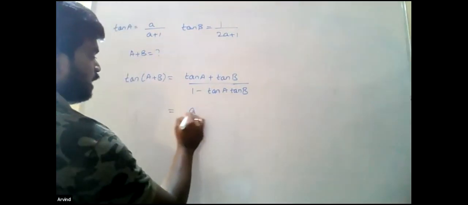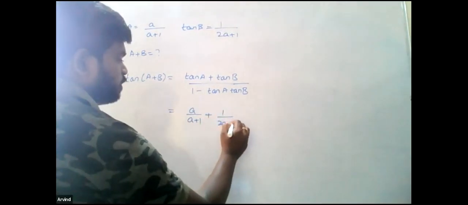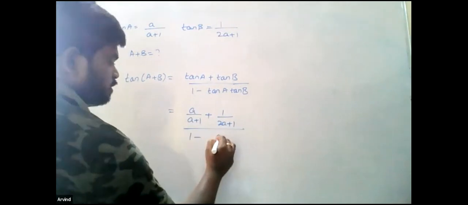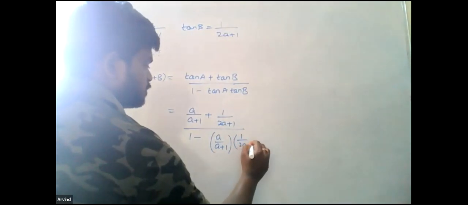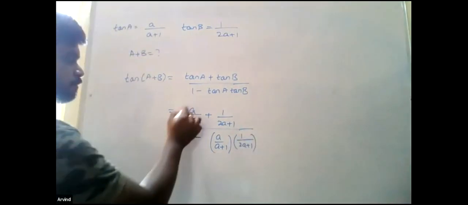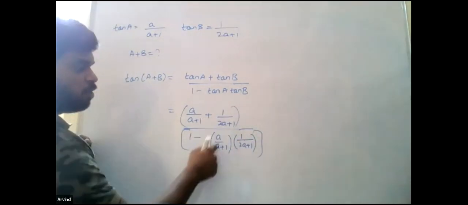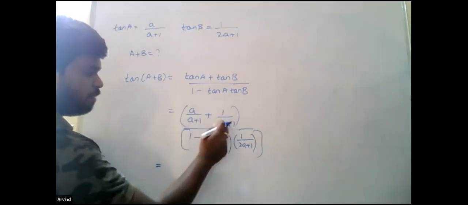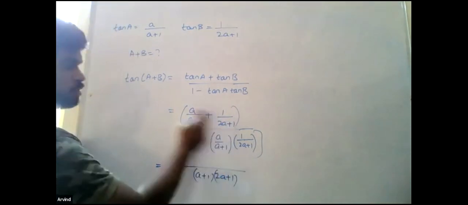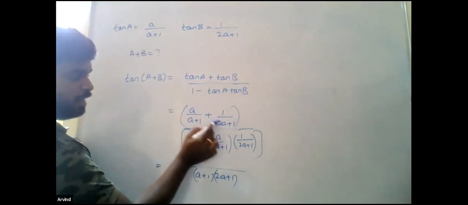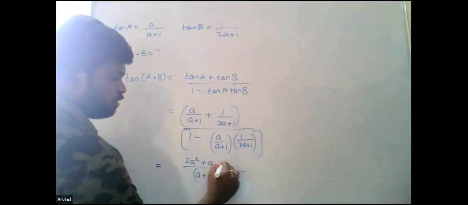Tan A value is what? A divided by A plus 1 plus tan B is 1 divided by 2A plus 1 by 1 minus A divided by A plus 1 into 1 divided by 2A plus 1. So you have to take LCM. Taking LCM is very easy. You multiply the denominators, then crisscross for the numerators. So A plus 1 into 2A plus 1. A into 2A is 2A square. A into 1 is A. A plus 1 into 1 is A plus 1 itself.